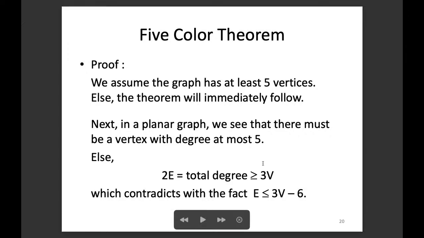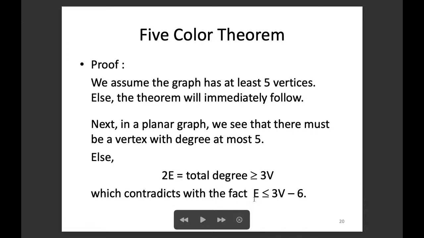Okay. So, if there is no vertex with degree at most 5, it means that every vertex has degree at least 6. So this should be a 6 here. So total degree will be greater than or equal to 6V. 2E greater than or equal to 6V. But then, E will be greater than or equal to 3V.